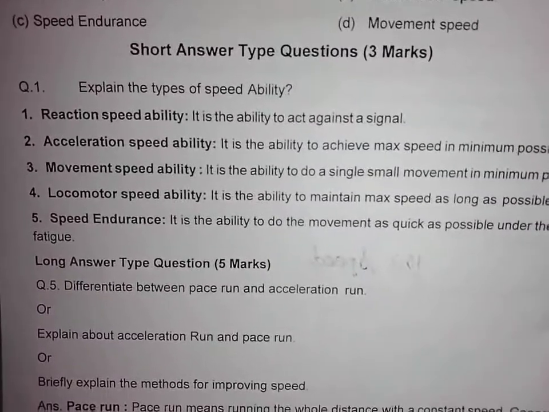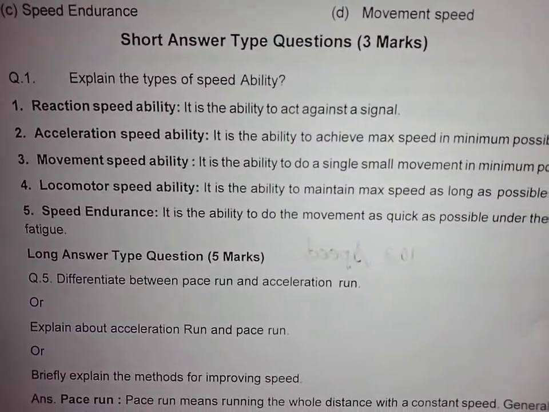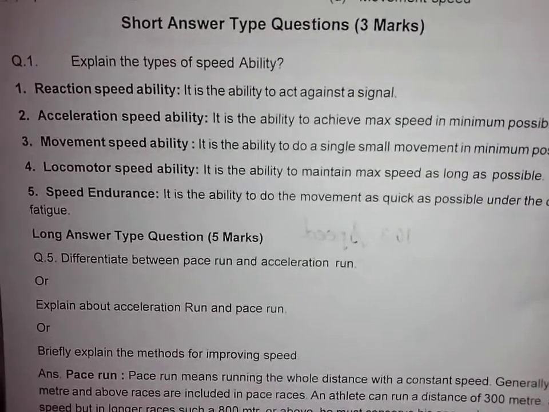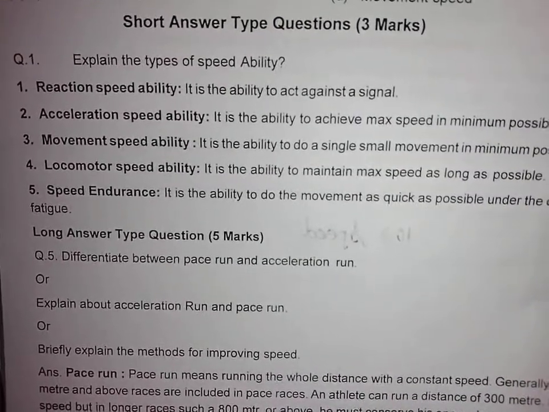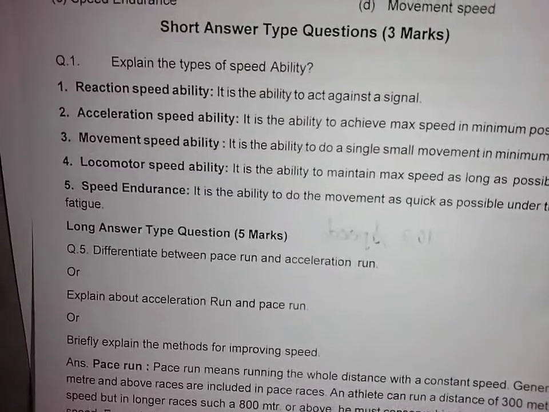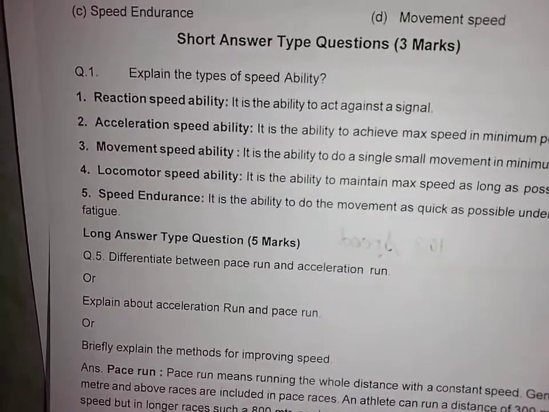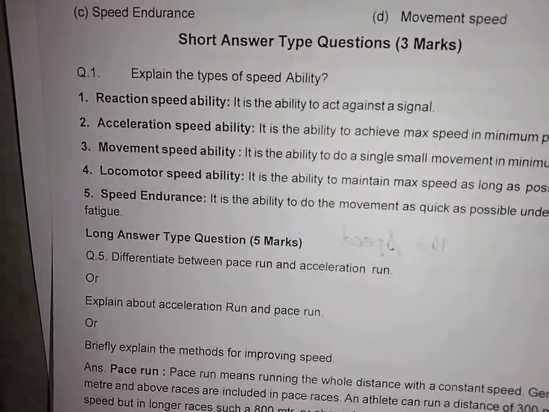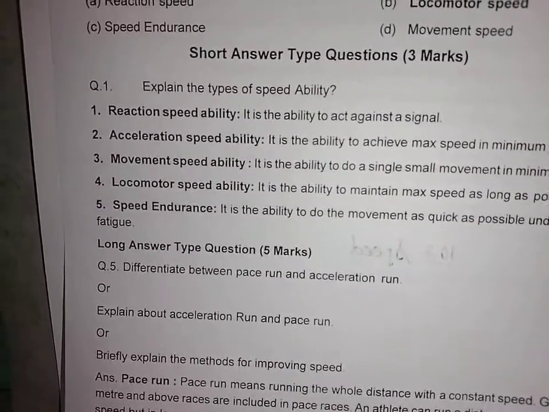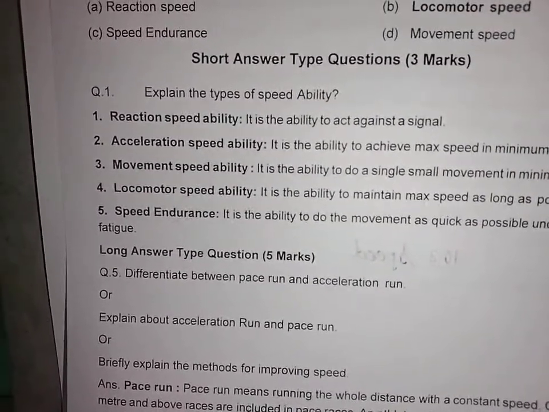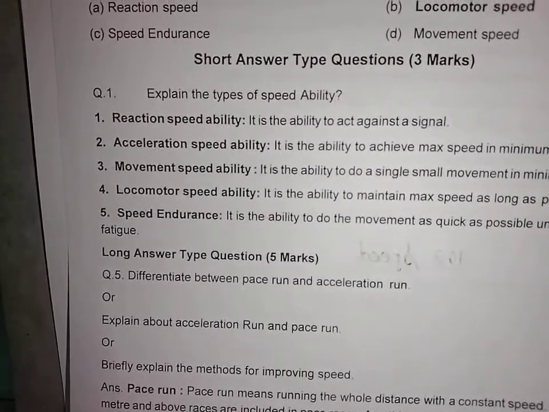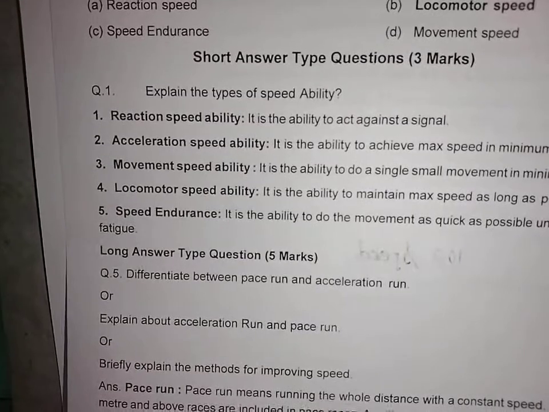Here in the second part, the first question is a short answer type question for 3 marks. Explain the types of speed ability. You can see there are 5 types of speed ability: reaction speed ability, acceleration speed ability, movement speed ability, locomotor speed ability, and speed endurance.